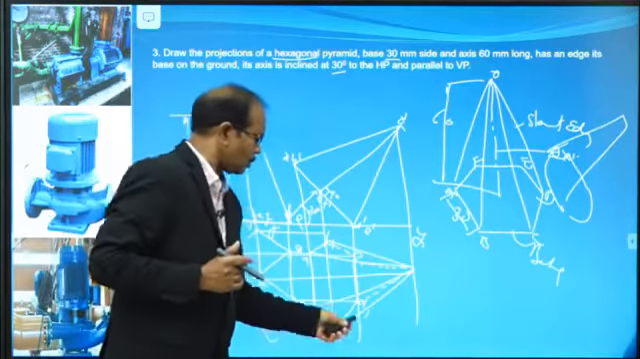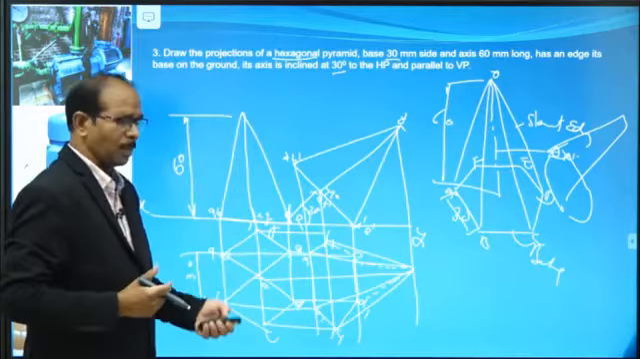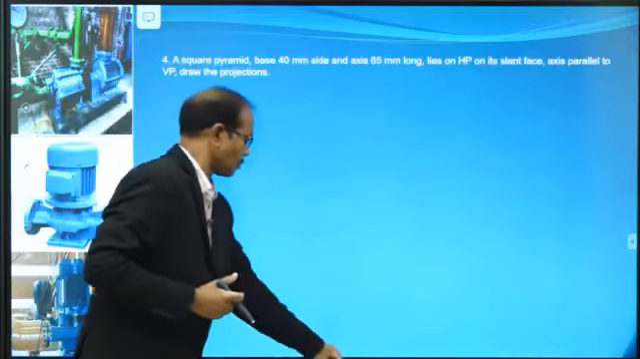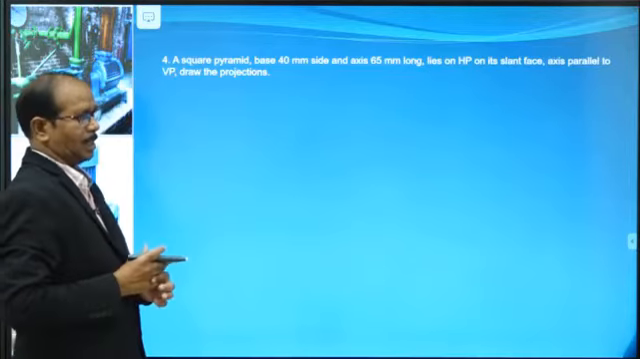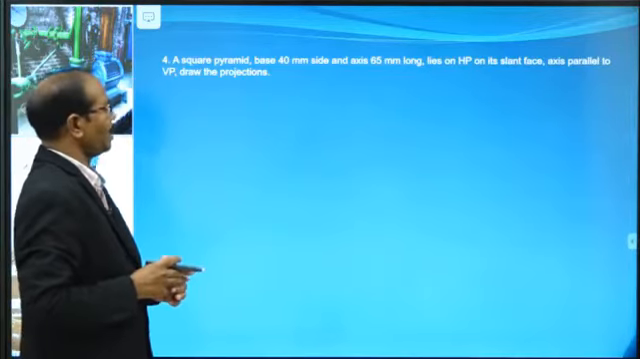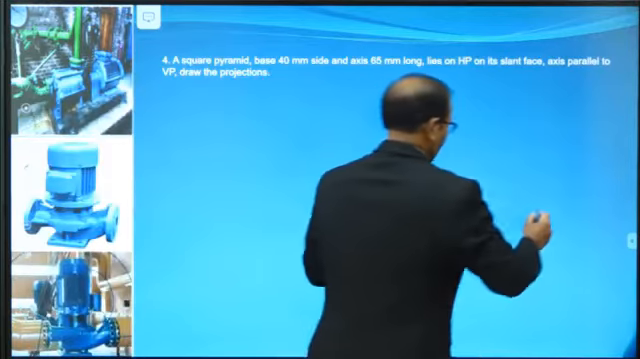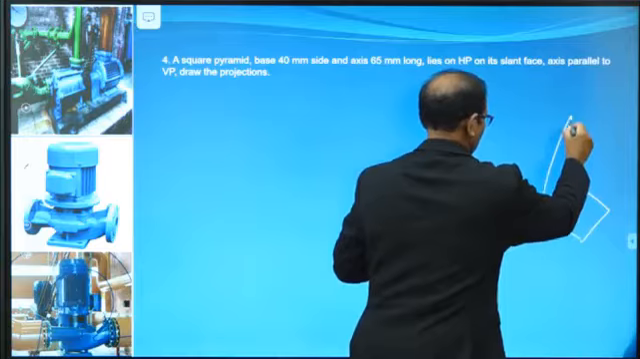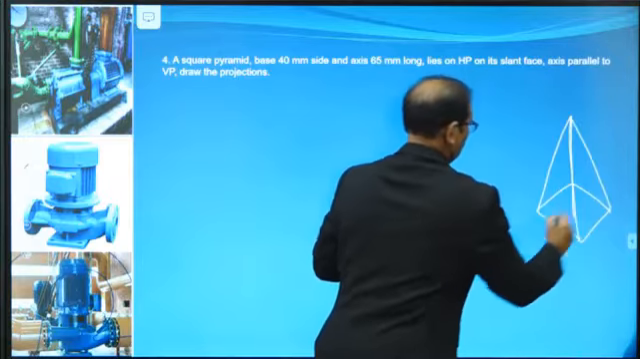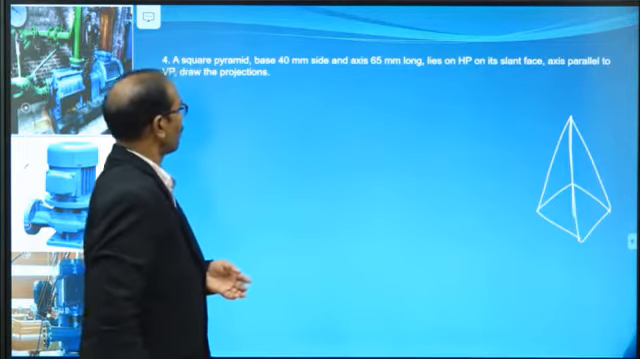Last two problems are there, so let us close today's work with the last two problems. Let us observe this one. Square pyramid. Now the base is a square. For example, you can take a square like this also. Now this is the square pyramid.